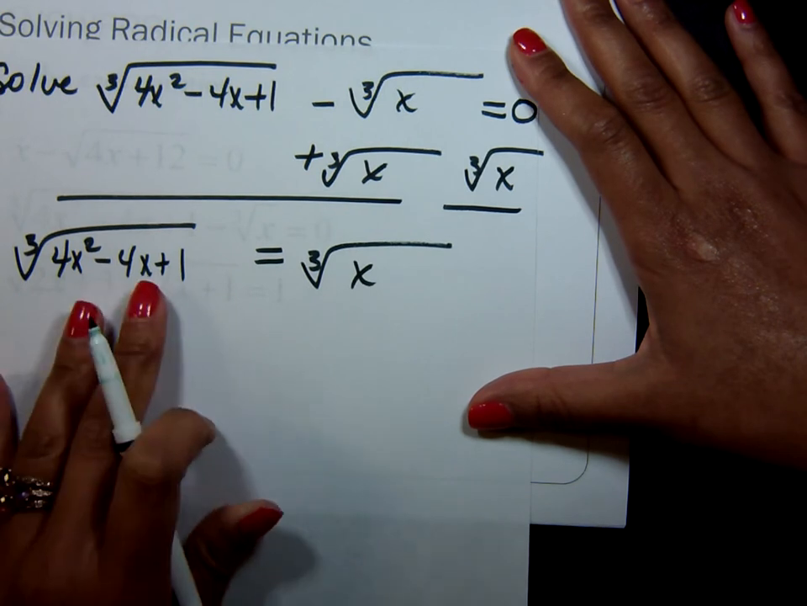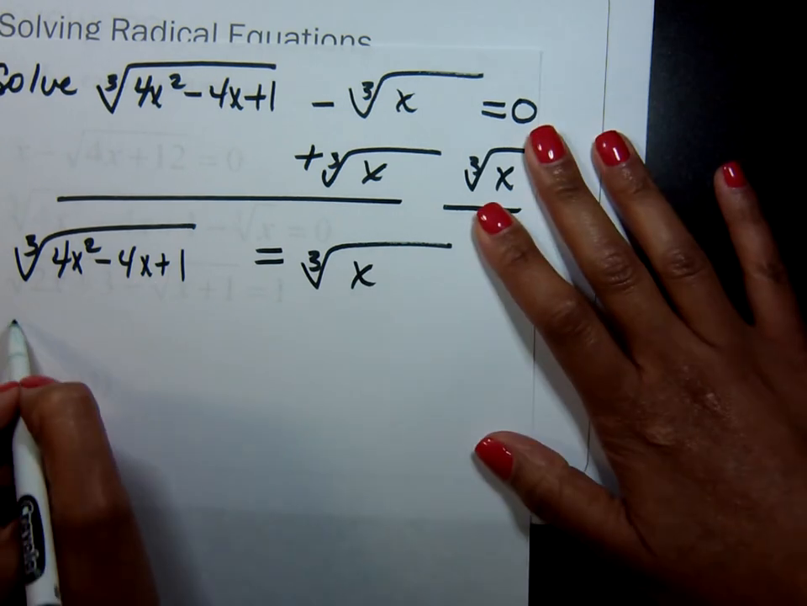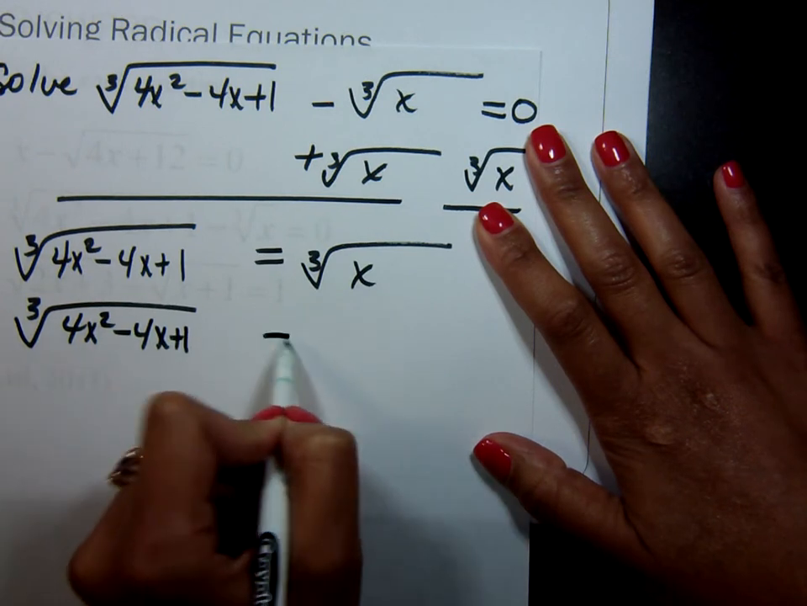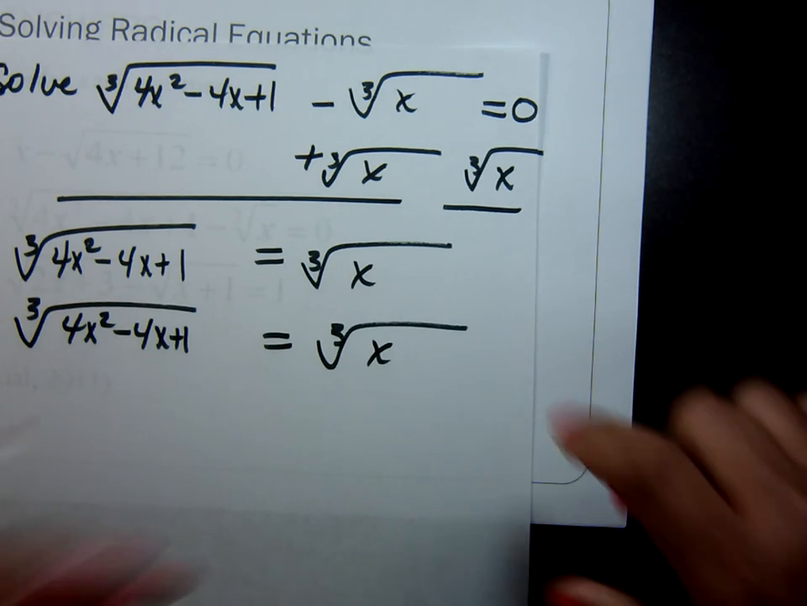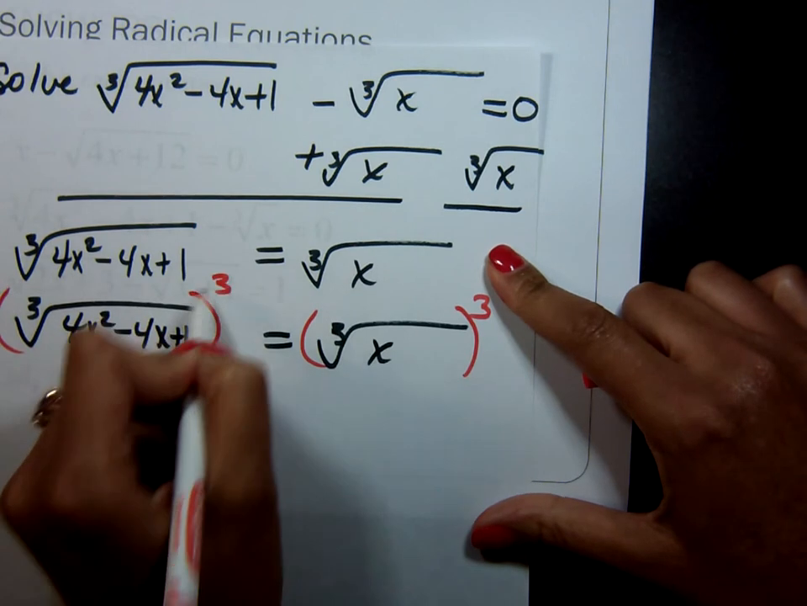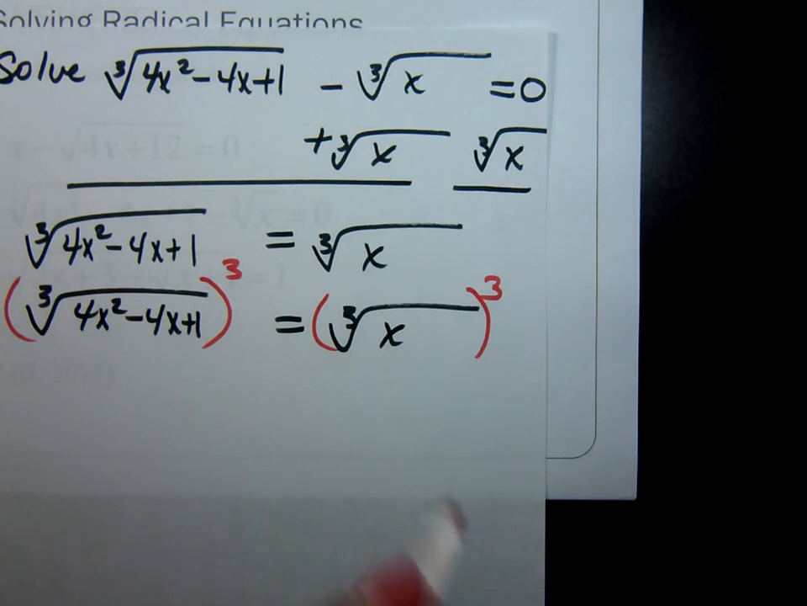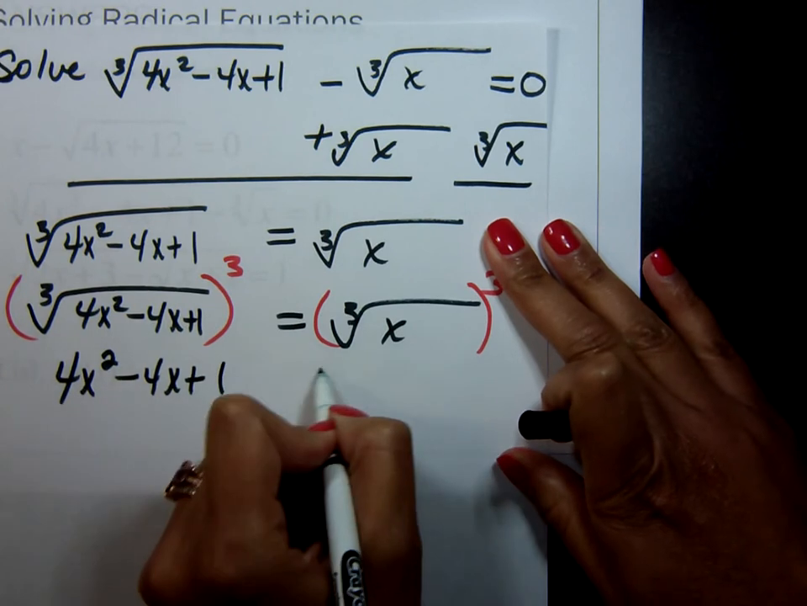Now, I want to apply the power property. I want to raise each side of this equation, I'm just going to rewrite it, to a power equal to 3. So I'll cube both sides. When we cube a cube root, we eliminate the radical, leaving us with 4x squared minus 4x plus 1, and here x.